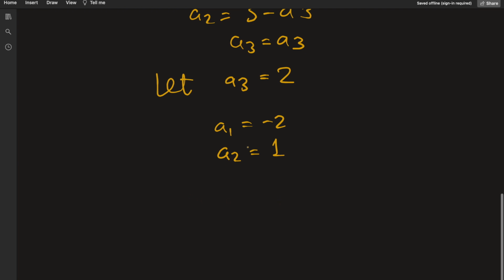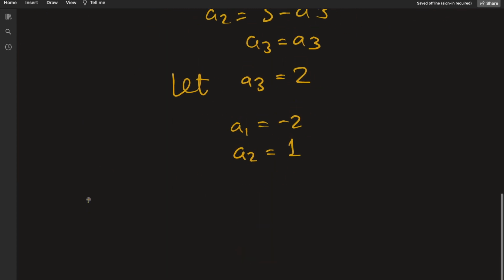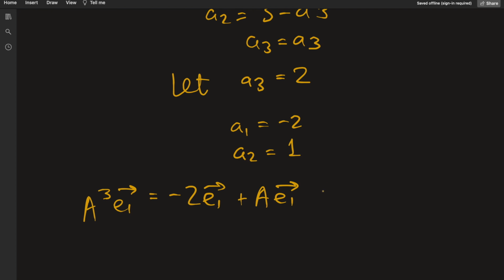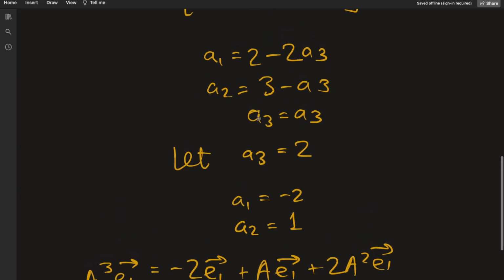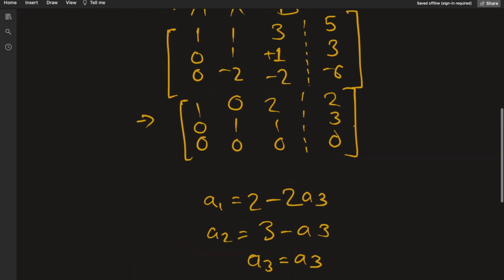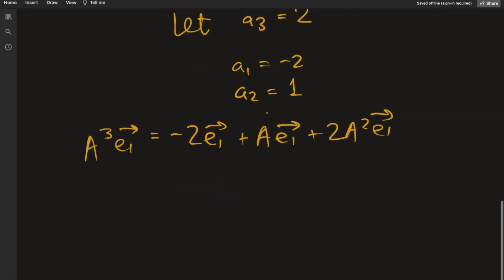And now we can basically put these into our original A cubed e1 equation. So A cubed e1 is equal to negative 2 e1 plus A e1 plus 2 A squared e1, and this works for any value of a3 because a3 was the free variable. This is almost like choosing any linear combination of the original eigenvectors of our system in the previous method. Any a3 value works.